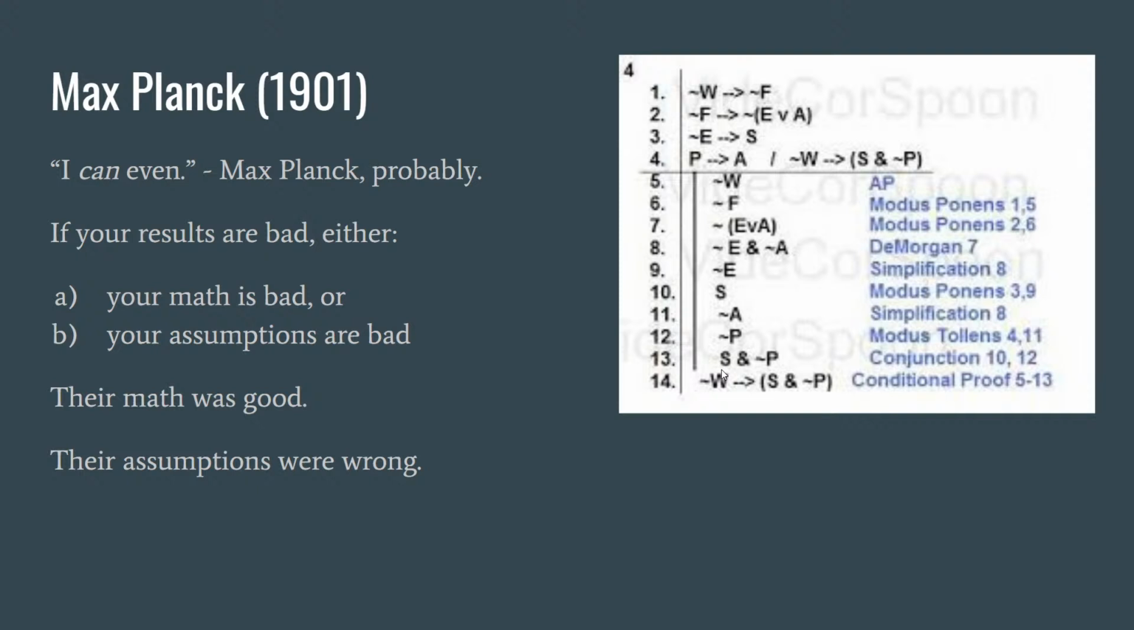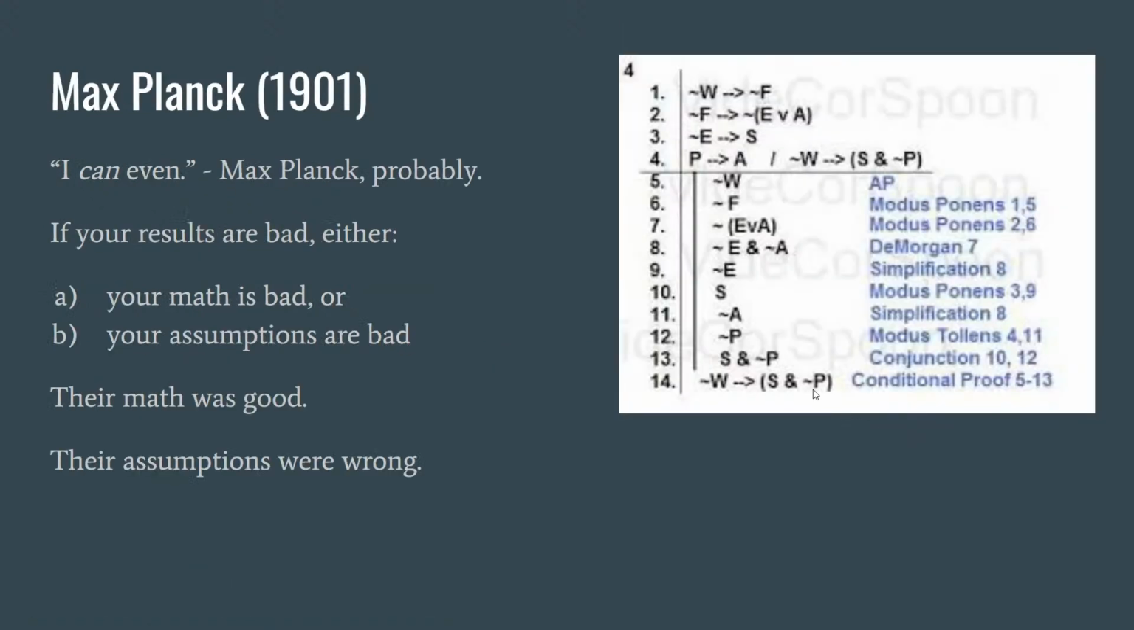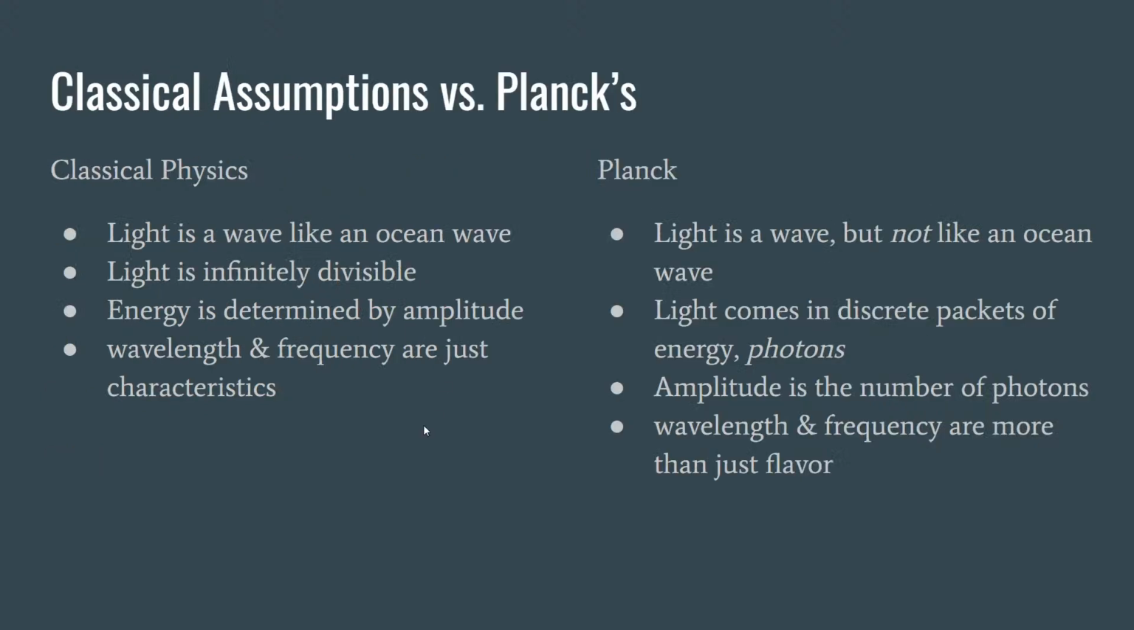If your conclusion is wrong, then either your argument is unsound or invalid, meaning either your assumptions are wrong or your math is wrong or both. In this case, Max Planck looked and said, okay, your result is crap. Your result is this line right here that goes up to infinity and never comes back down. Your result is crap. Your math is good. Therefore, your assumptions must be bad. So he started playing around with the assumptions.